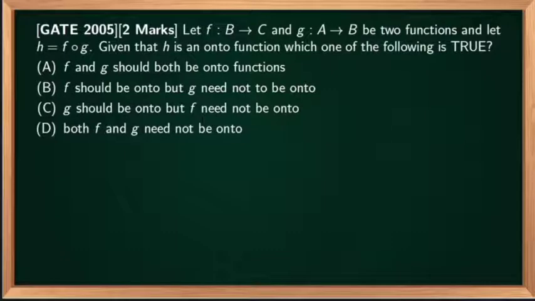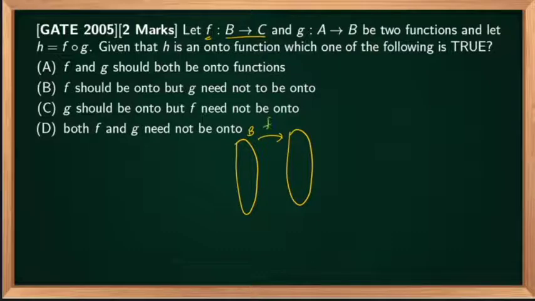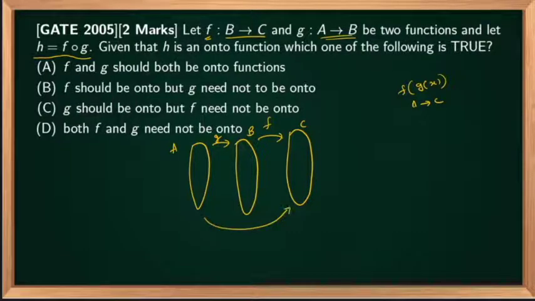Given that F is a function from B to C. So I have B here and C here. Okay. So this is F. And G is a function from A to B. So this is G. And H is a function F composition G, right? What is F composition G? F of G of X, right? That is F composition G, right? So G of X is from A to B, right? So F of G of X will be a function from A to C. So you have a function from A to C, that is H.